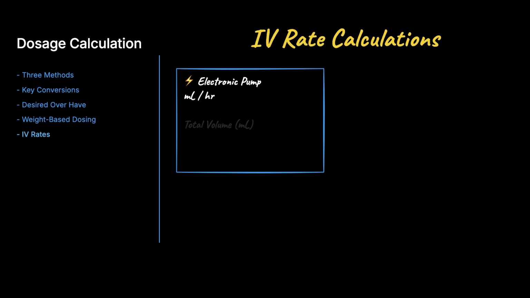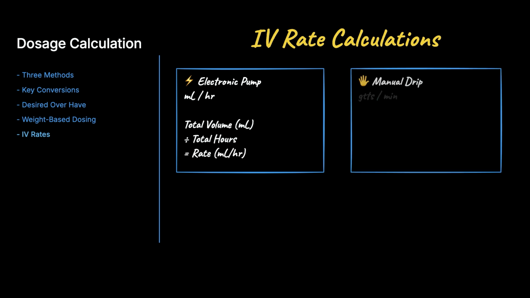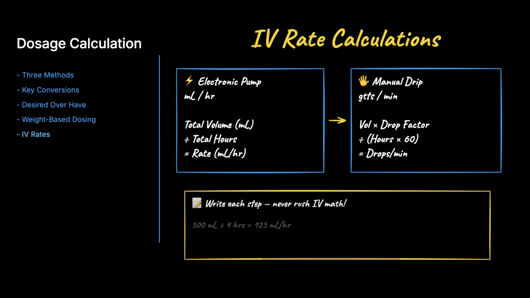Intravenous calculations come in 2 flavors. For an electronic pump, you find the rate in milliliters per hour by dividing the total volume by the total hours. For a manual drip, you also factor in the drop factor of the tubing to find drops per minute. Take your time, write down each step, and never rush these.